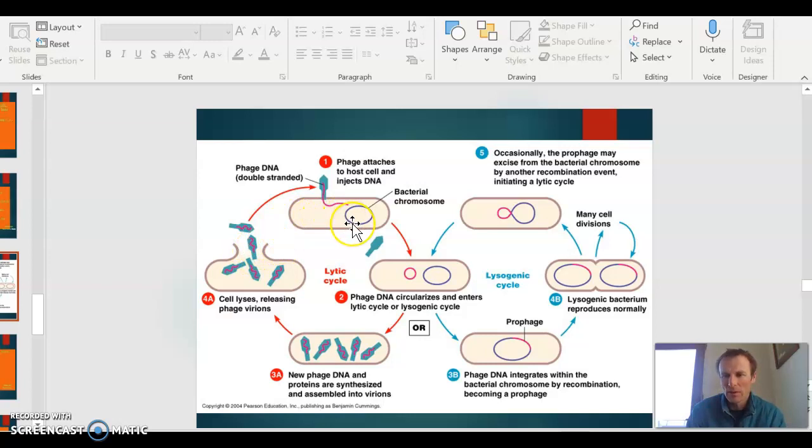And so you probably know somebody who gets cold sores, and some people get them a lot, some people get them rarely. And there's environmental factors that can trigger an entrance to this lytic cycle, which would be stress, or excessive exposure to UV light. Those sorts of things can trigger this.